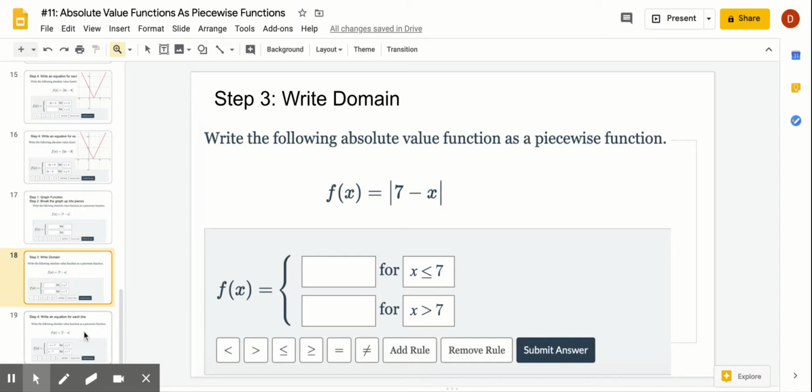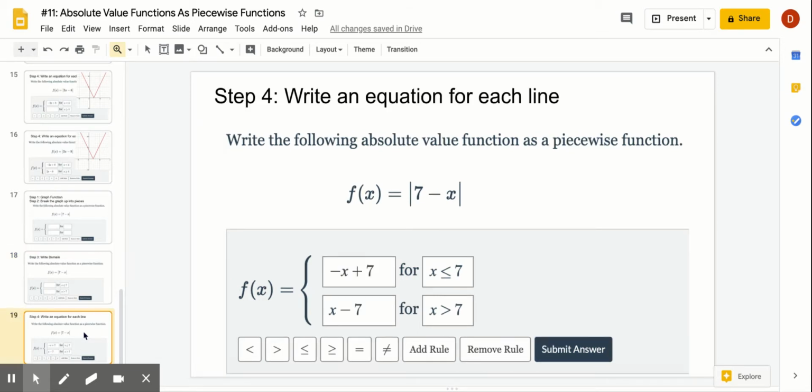Then you are going to write an equation for each line. So go ahead and take your own time, write your equations for the line, answer the questions, and then we will move on. Here is the answer for this one.